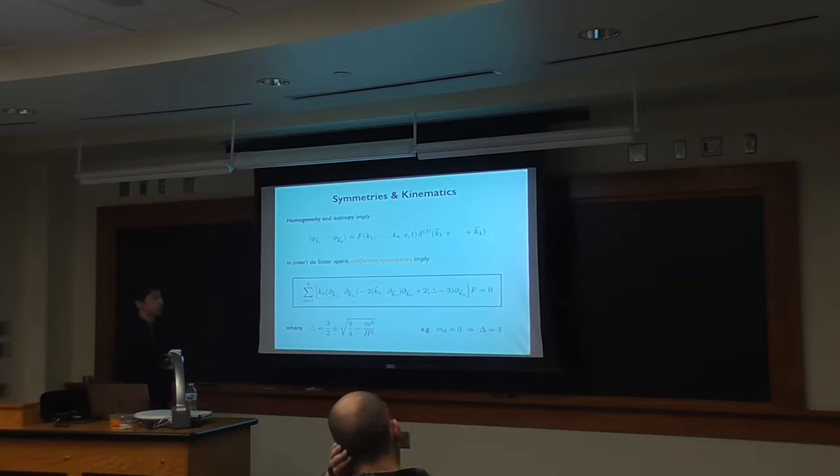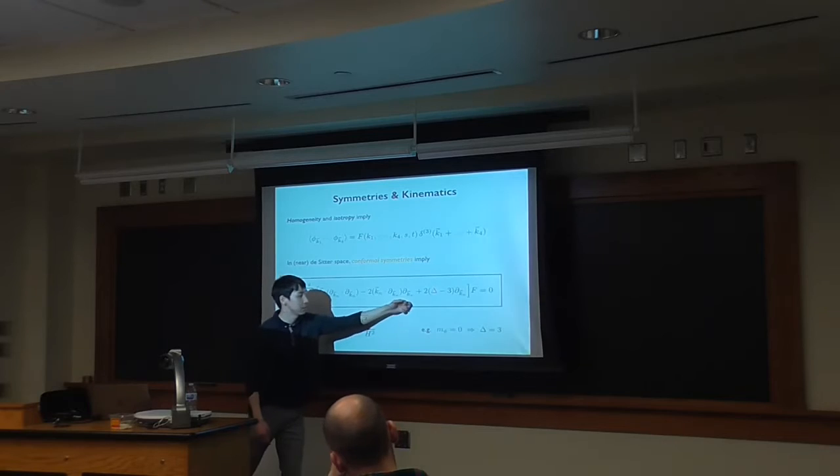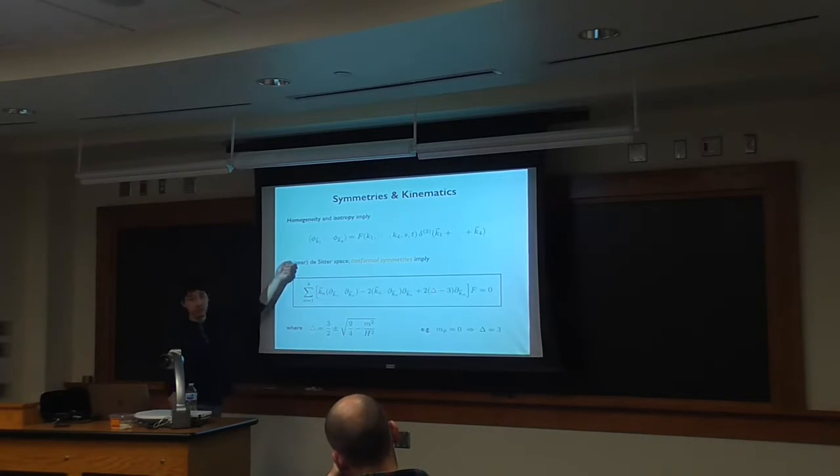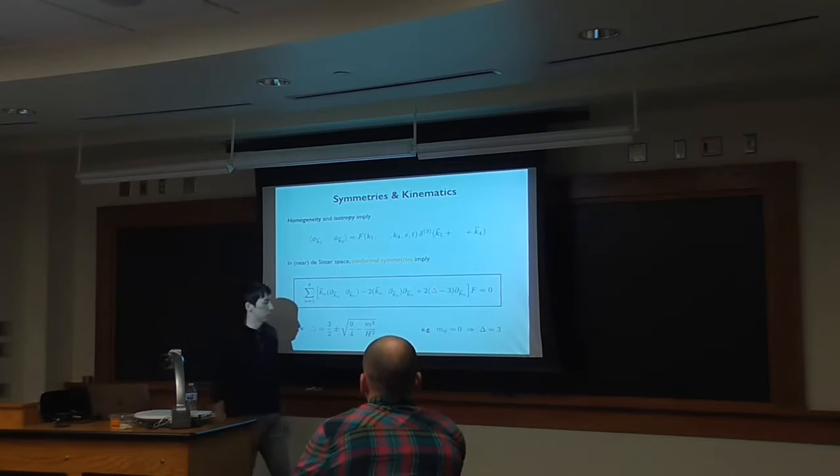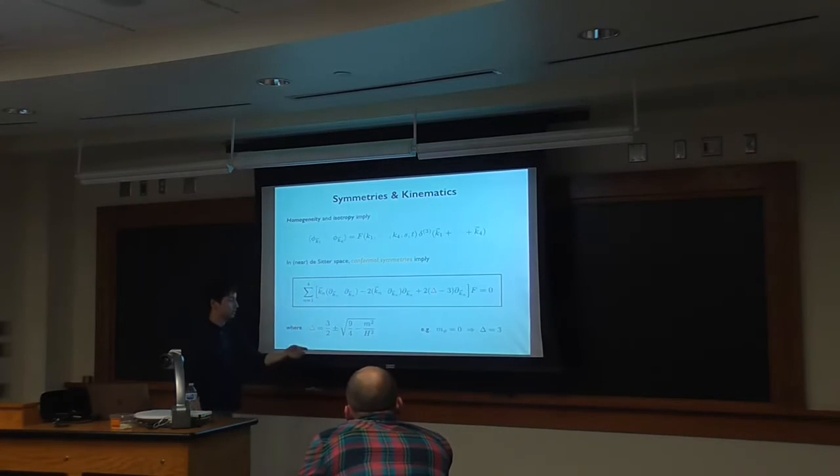Just to explain some notation, here delta is the so-called scaling dimension of the phi field, which is just a function of the mass defined in this way. So for example, if you take phi to be massless, then delta becomes 3.